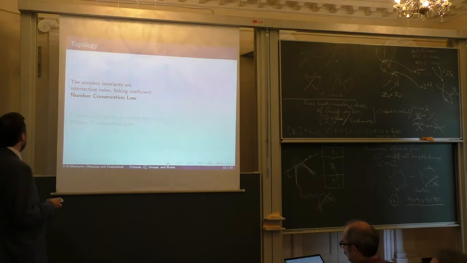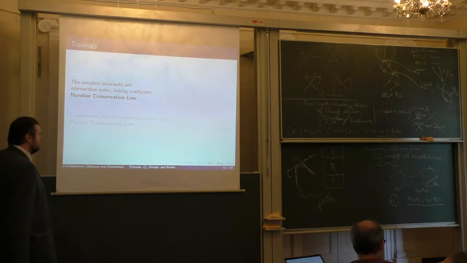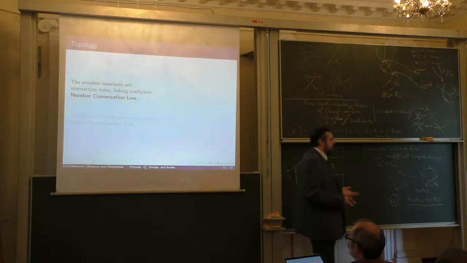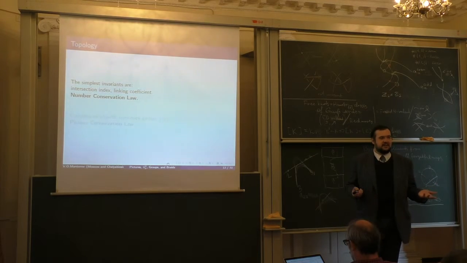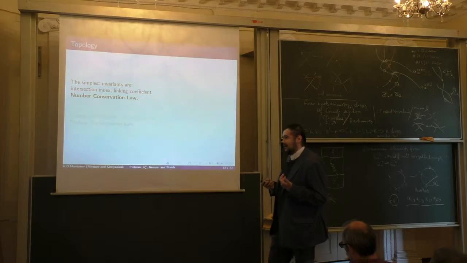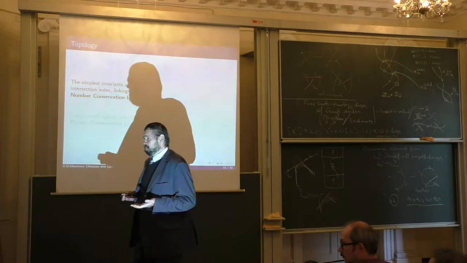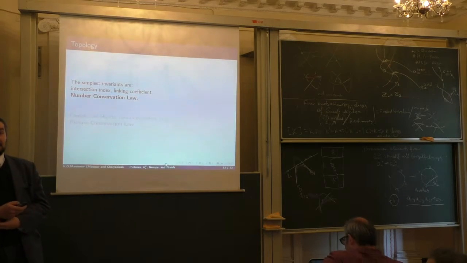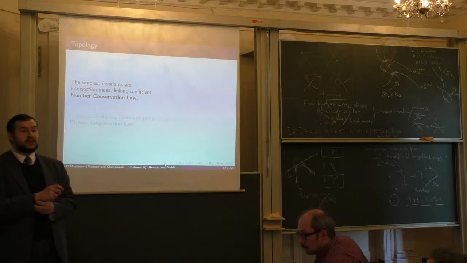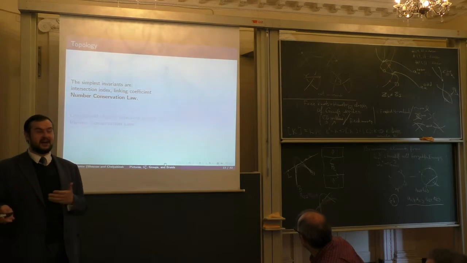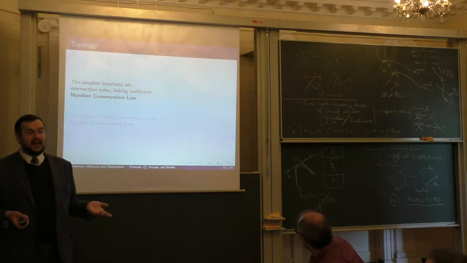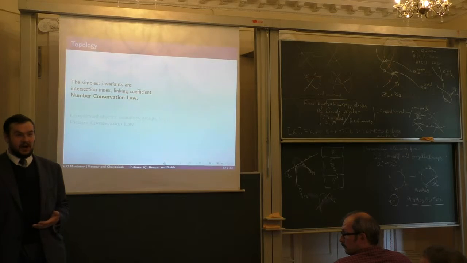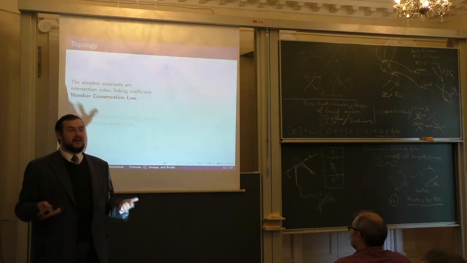Now, I want to say several words about what people are usually doing in topology and which invariants we're usually calculating. Well, in fact, most of the invariants we're dealing with are some instances of the number conservation law. We take some pluses and minuses and we collect them together, and then we prove that a certain sum of +1 and -1 is invariant.